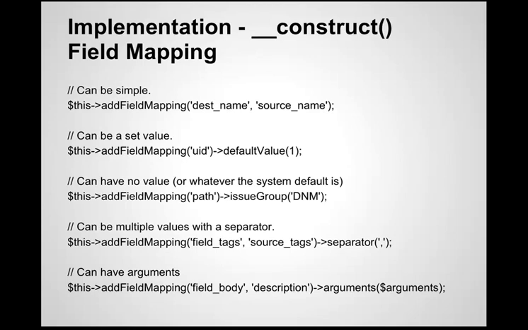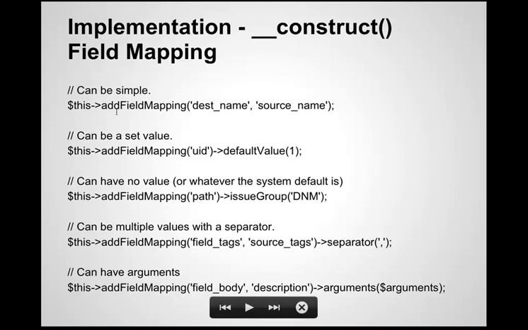And then we get into field mappings. So you can have something that's simple, and in this case, let's say we had this add field mapping, and our field name was DEST name, and our source name was source name, then it knows, okay, whatever value is in the source name column from my source database is going to map into this particular field exactly.